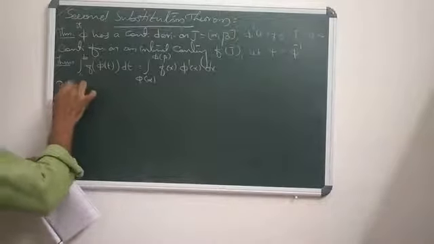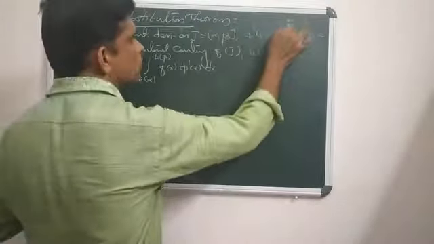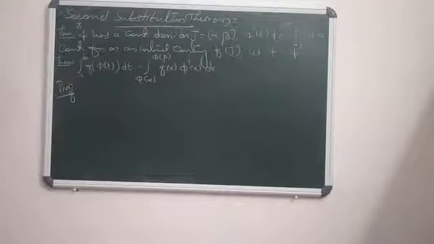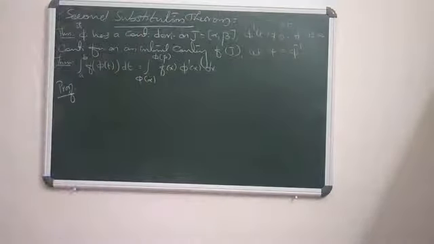Come to the proof. Phi has a continuous derivative on J, the closed interval alpha beta, with phi dash t differing from 0 for all t, and f is a continuous function on an interval containing phi of J. Let psi be phi inverse. Then the integral from a to b of f of phi of t dt is nothing but the integral from phi alpha to phi beta of f of x phi dash x dx. So come to the proof.